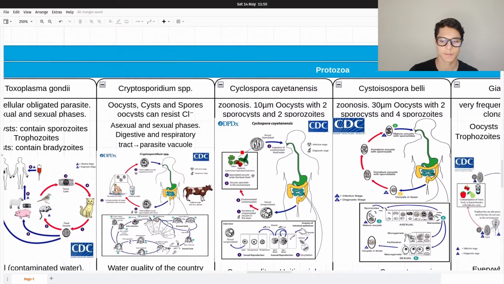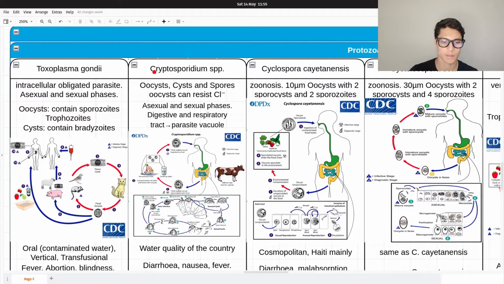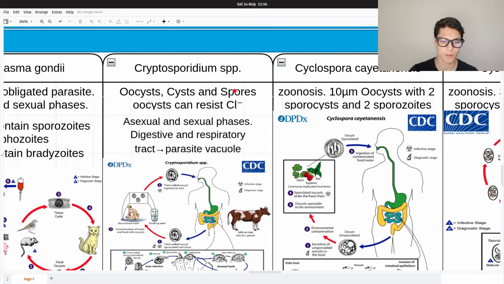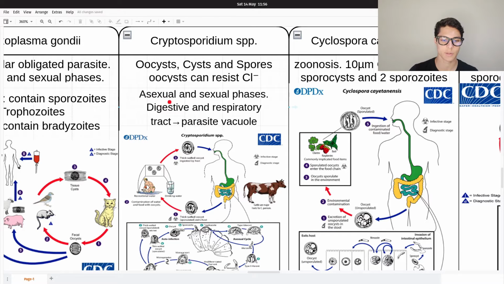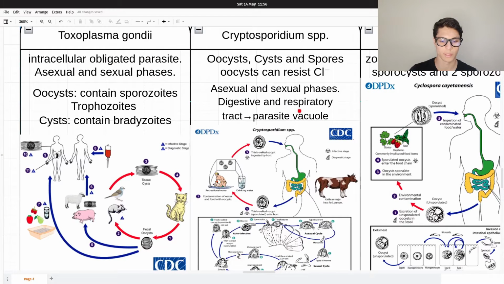Then we have the other Coccidia, intestinal Coccidia, the Cryptosporidium spp. They have three stages: oocysts, cysts, and spores. They create spores. Remember that is important. Oocysts can resist a lot of chlorine, and they are very resistant. We have both asexual and sexual phases in here, and they attack the digestive and respiratory tract. They create the parasitophorous vacuole. Now, this is very important because they are not obligate intracellular.